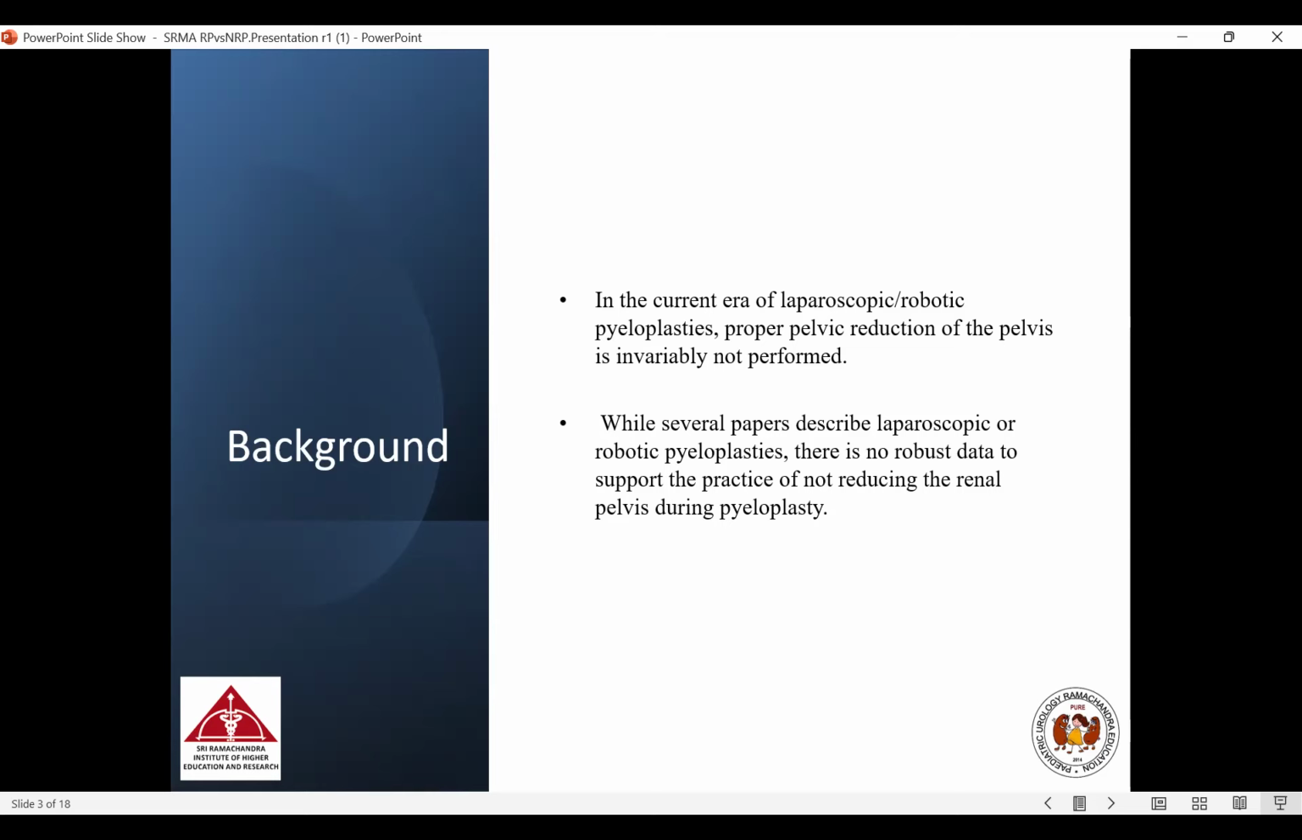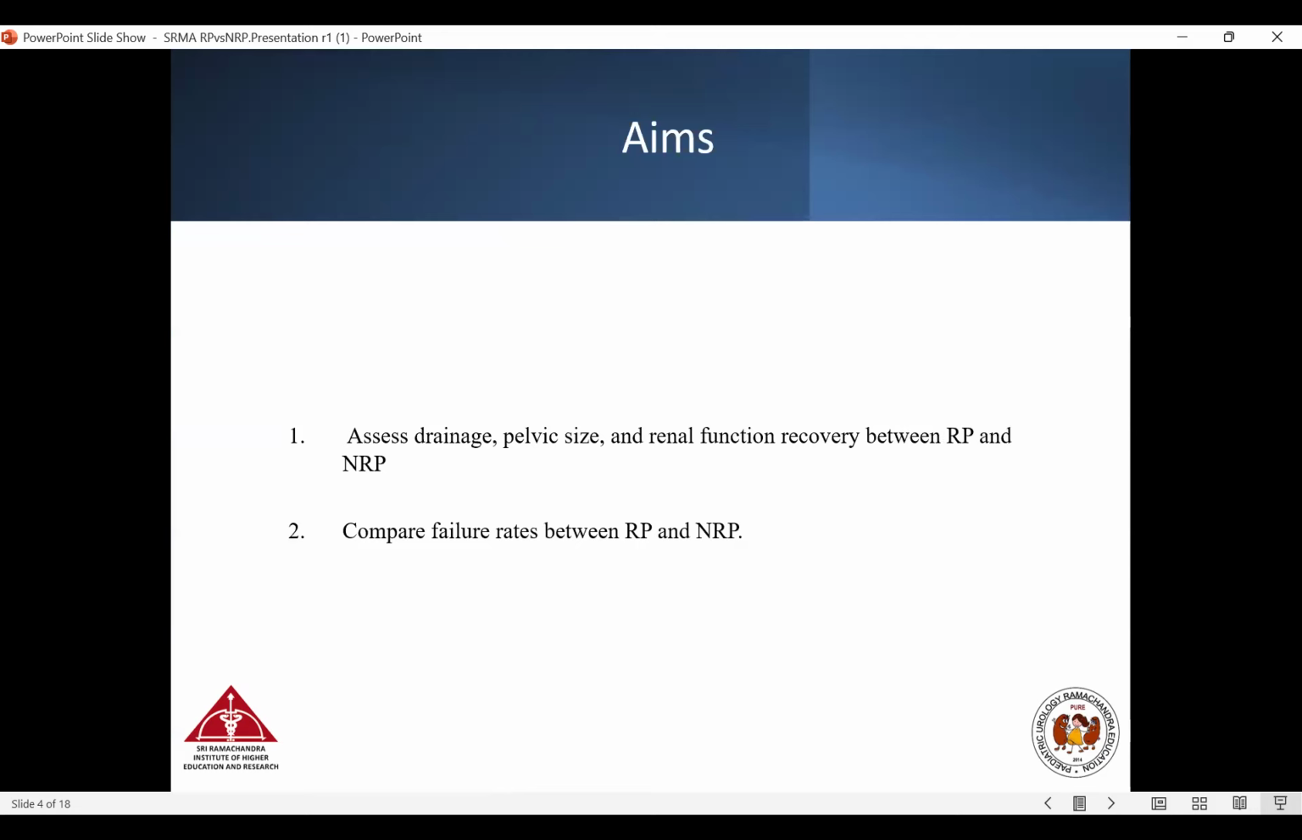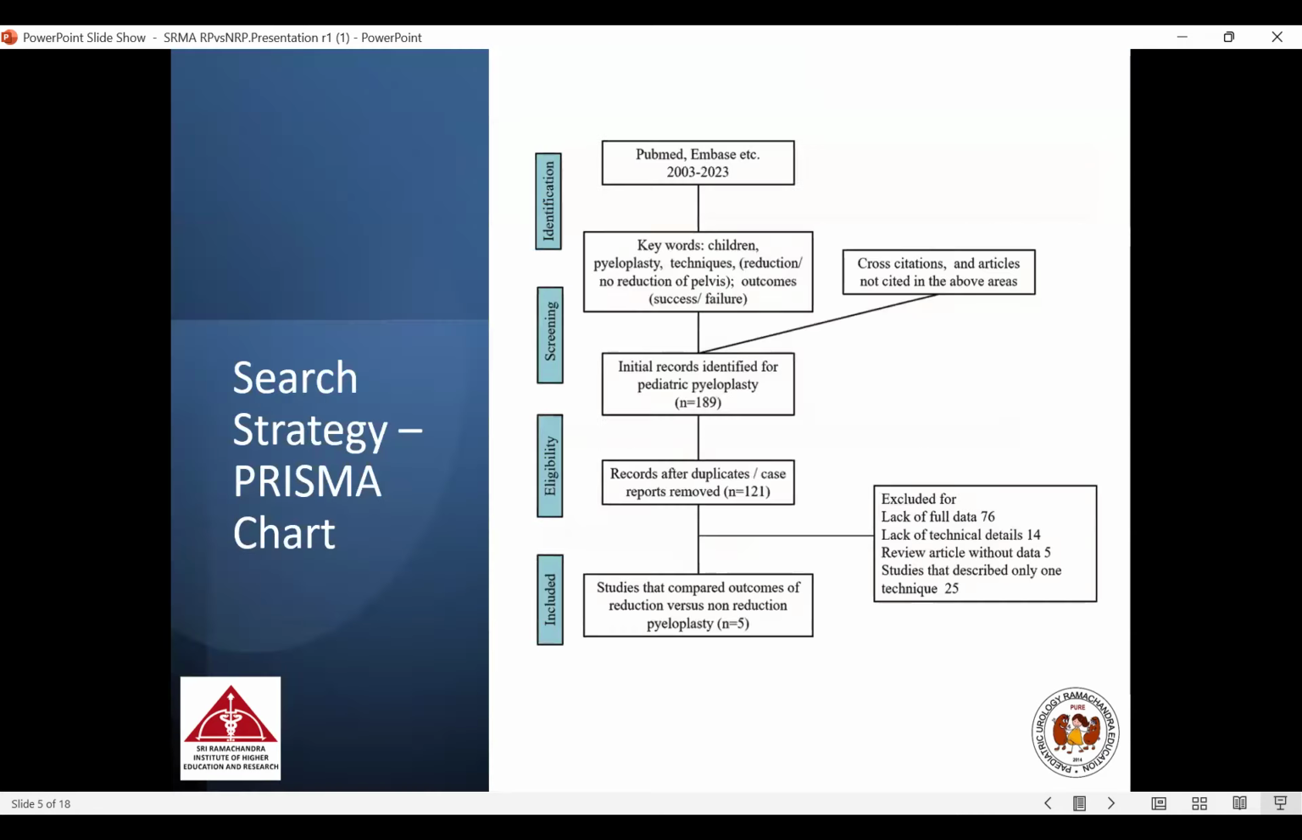Already several papers describe laparoscopic and robotic pyeloplasties without any reduction of the pelvis. But have there been any publications, and is there any evidence to support it, to see what happens in these patients? So we wanted to assess the drainage, pelvis size, renal function recovery, and then compare the failure rates between the reduction and non-reduction pyeloplasties. I will not go into the details of the complicated PRISMA flow chart.